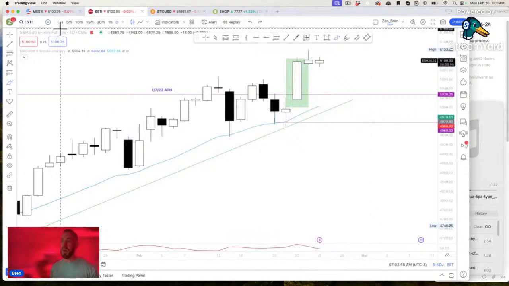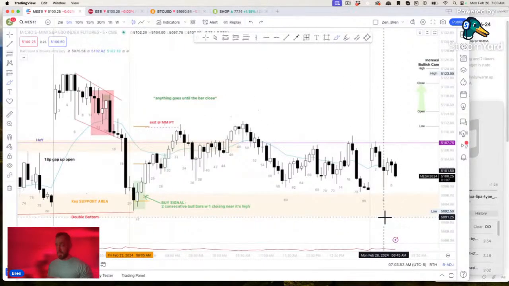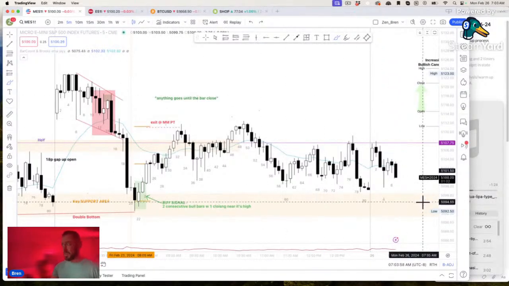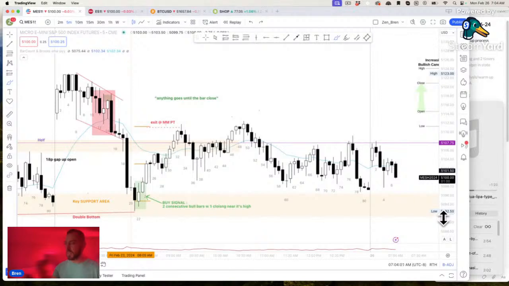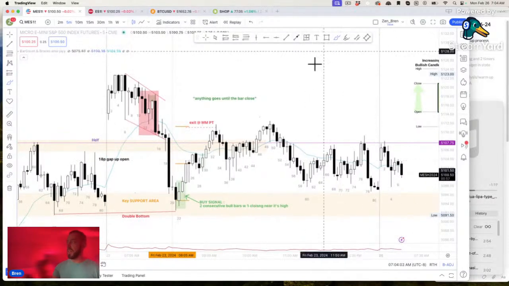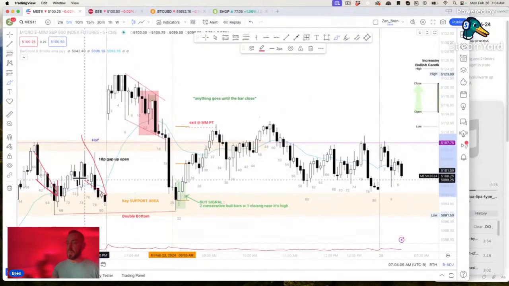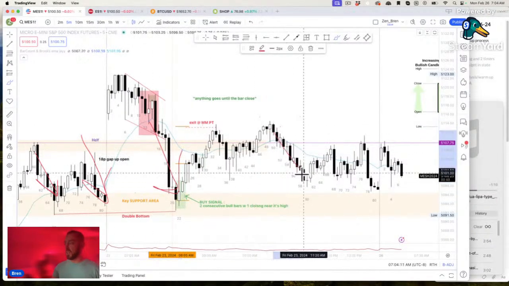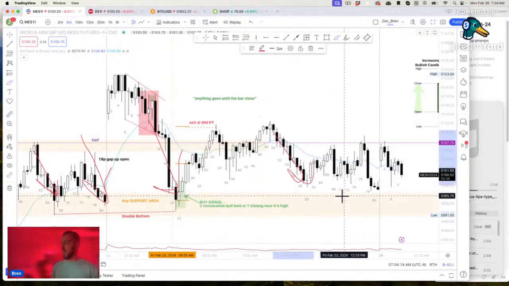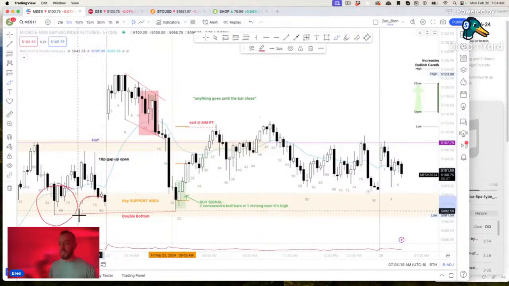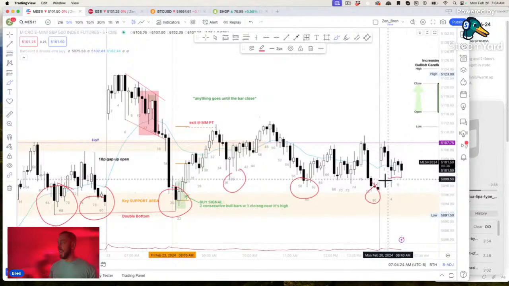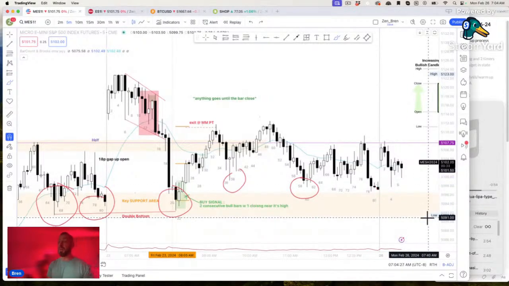So let's see if the buyers come in. That's one possibility. Another possibility is the bears make some damage to the bull case, right? You can see that after all of these attempts by the bears to try and crack this support area, one of these attempts is going to succeed. They failed, and they failed, and now they're trying again. It looks like they're failing again, but they will eventually succeed.